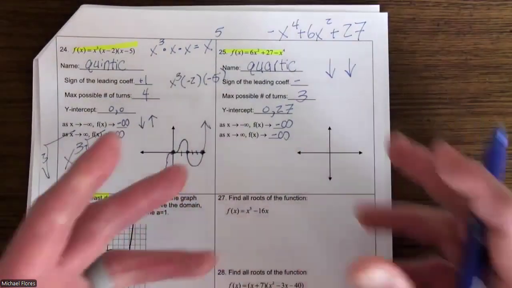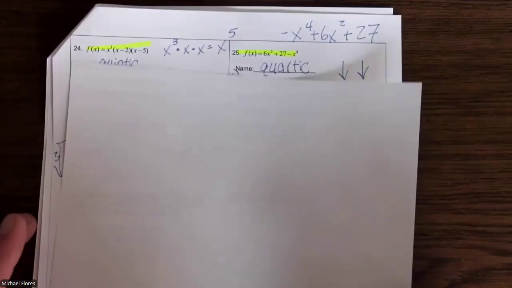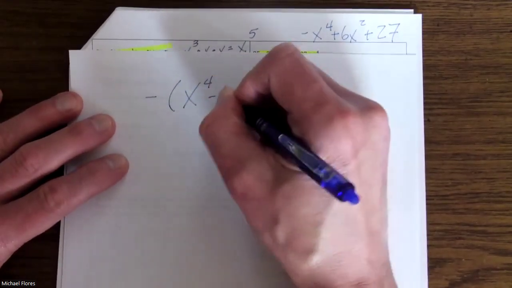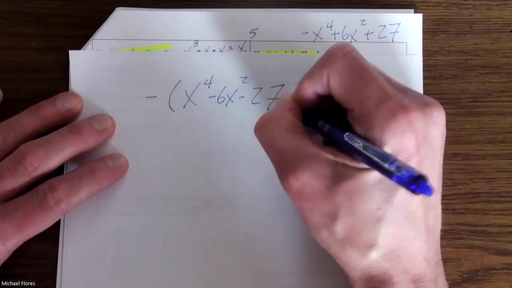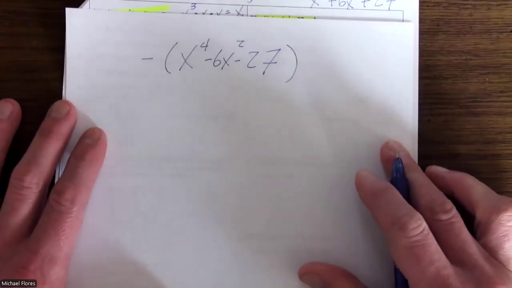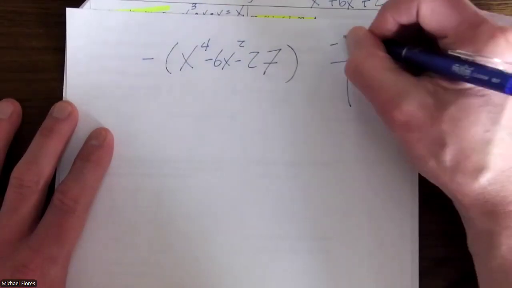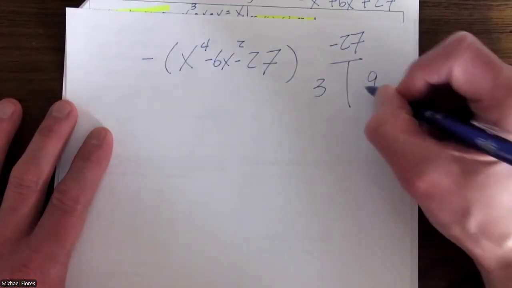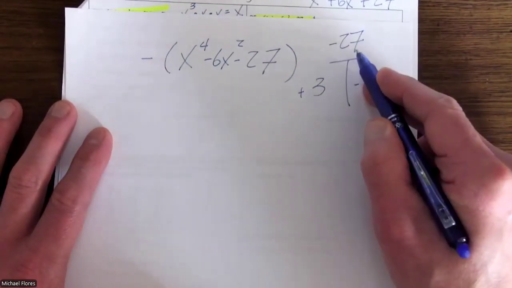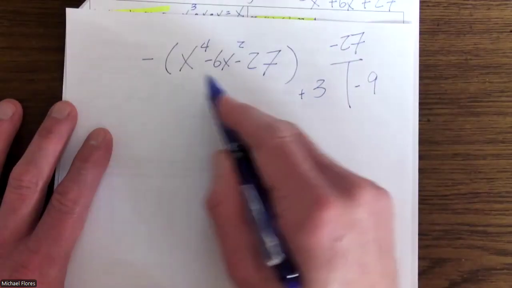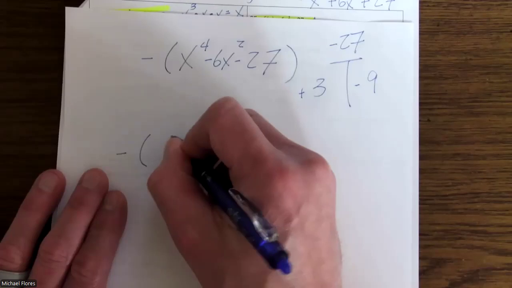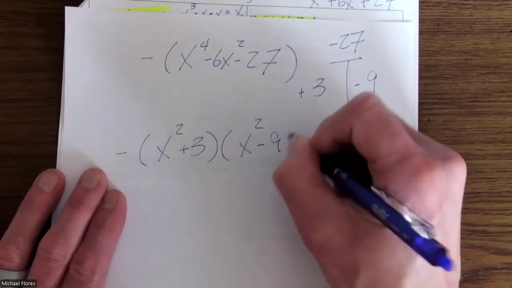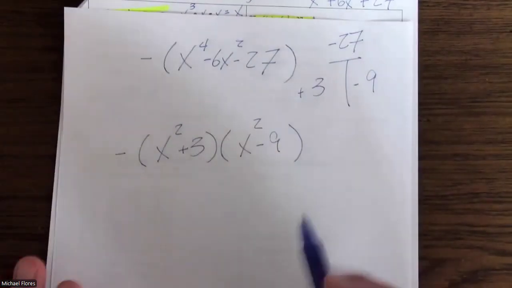Okay, to have an idea of where we're going to plot this stuff, we're going to have to do a little bit of work here. I'm going to start by factoring out the negative, which is going to change all the signs. And then we have a trinomial here that can be factored. Let's see. 3 times 9 is negative 27. And 3 minus 9 is negative 6. The leading coefficient is 1, so let's take the shortcut. Hopefully you're seeing that, hey, this one can factor a little bit more.